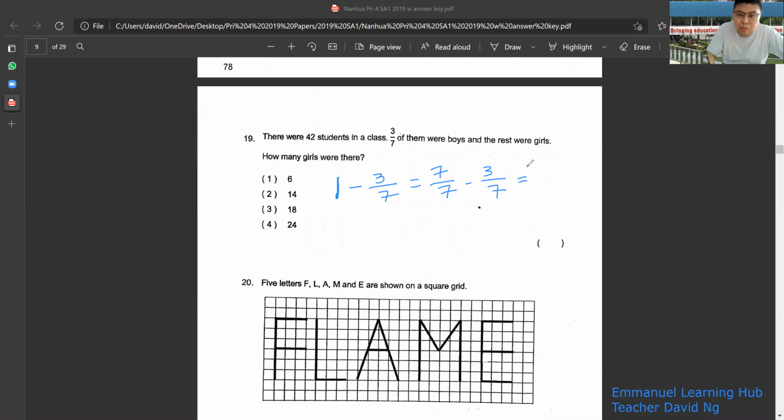The fraction that occurs are 7 over 7 minus 3 over 7 equals 4 over 7. These are the fractions that are girls, right? But the question is asking how many girls are there? What must you do?